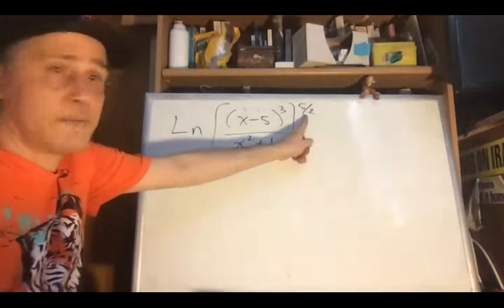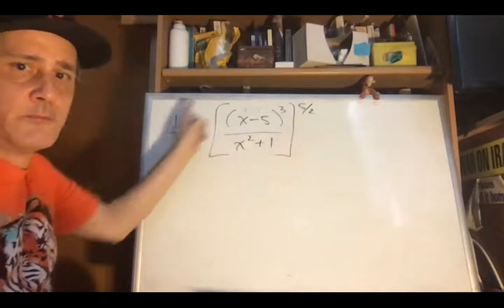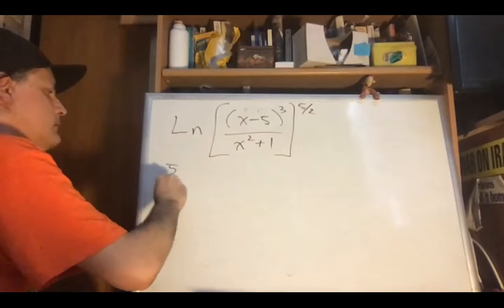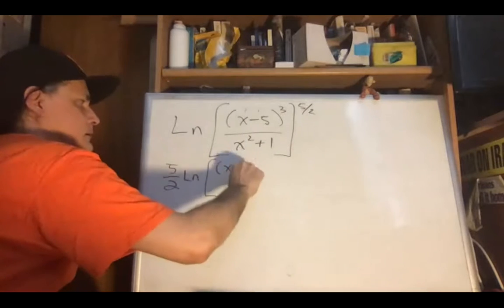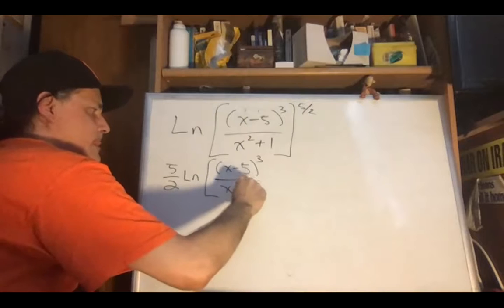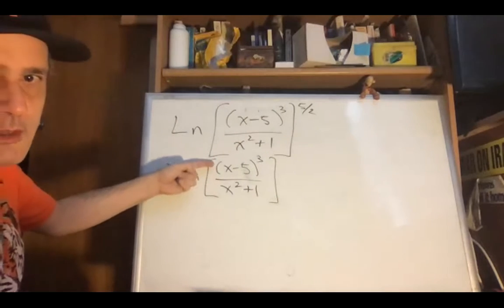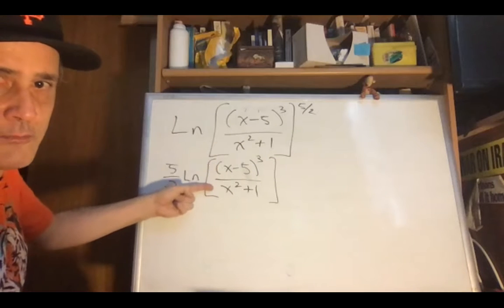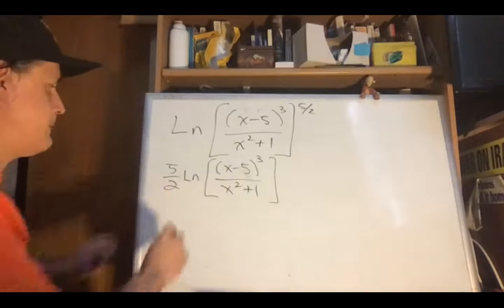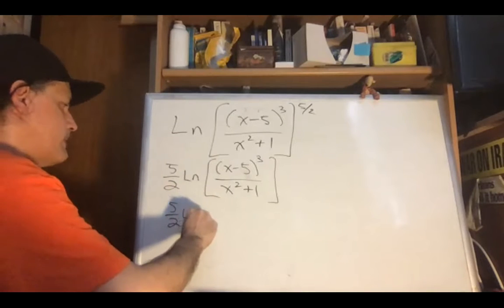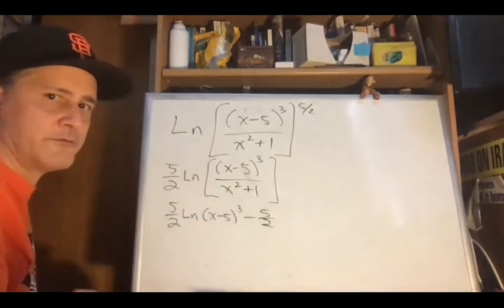All right, well, external to the expression within the brackets is our exponent, so that now can multiply to the ln. Okay, well now we got division. So now we can do the ln of the numerator minus the ln of the denominator. This 5/2 is still there. Notice I'm multiplying both by 5/2.